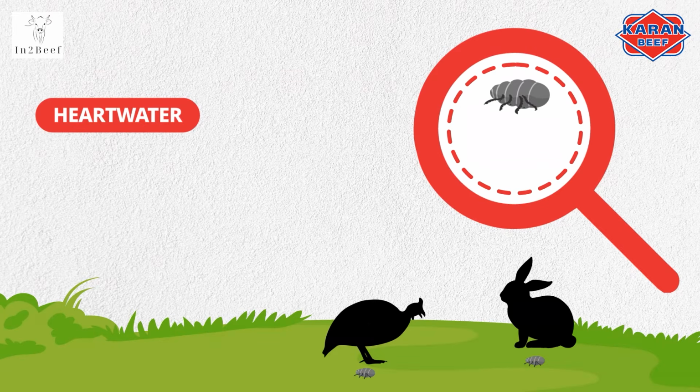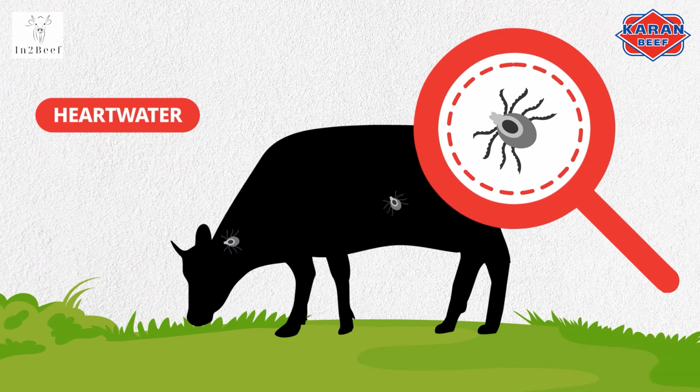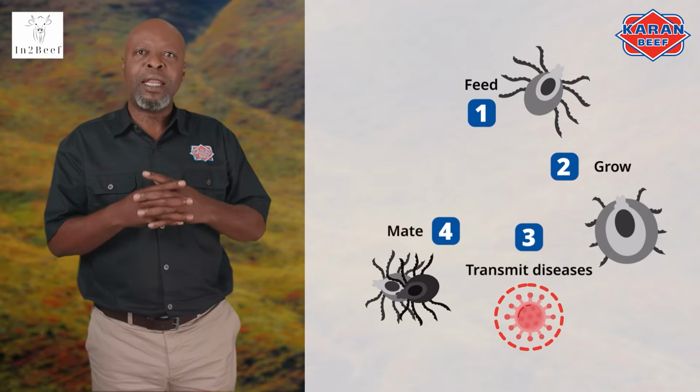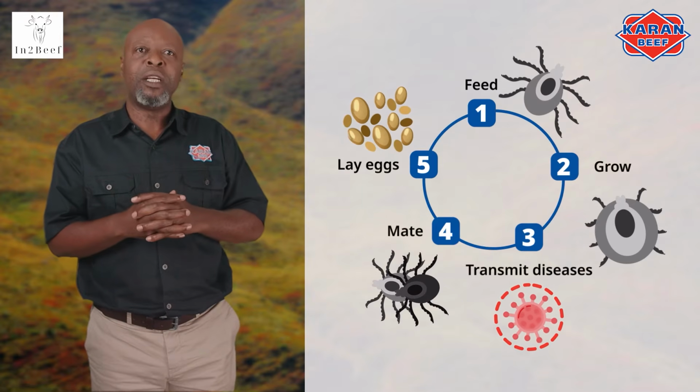The challenge here is that these hosts cannot be dipped like cattle, so the bont tick and heartwater cannot be destroyed in areas where these hosts occur. The larvae then fall off the host and become small ticks, which attach to cattle, their final hosts. They feed, grow, transmit diseases, mate, and then gravid females fall off to lay eggs on the ground, thus completing the cycle. Heartwater is not seasonal and occurs all year round.